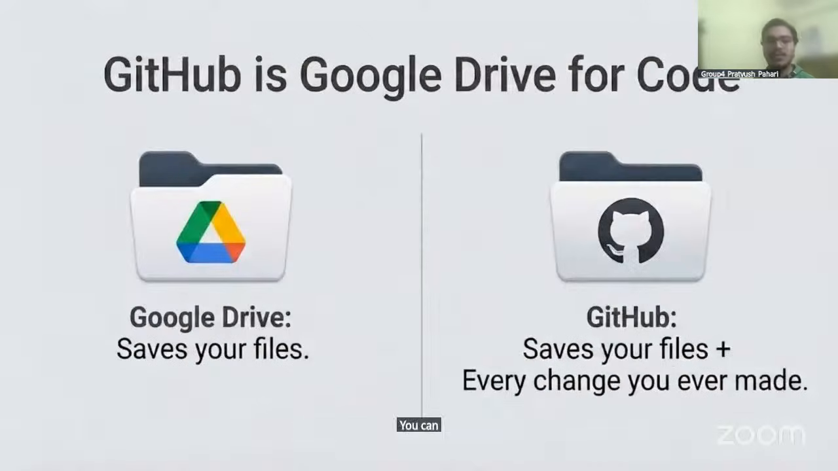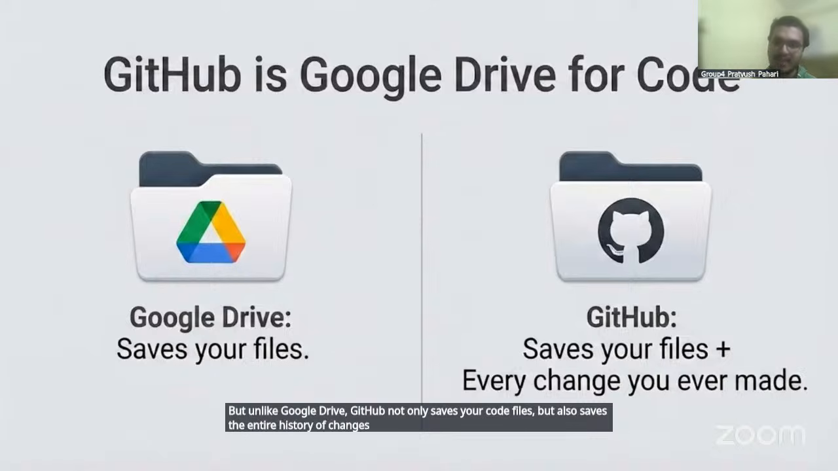You can think of GitHub as the Google Drive, but for code. We all know that we use Google Drive to store files, pictures, videos, etc., anything as a backup. But unlike Google Drive, GitHub not only saves your code files, but also saves the entire history of changes you have ever made.